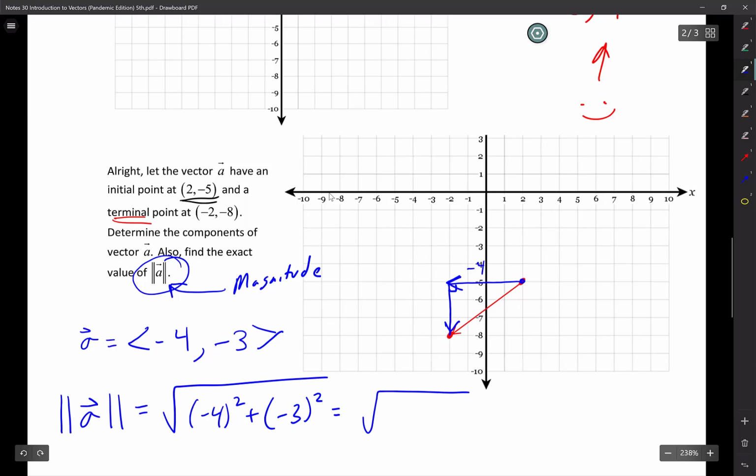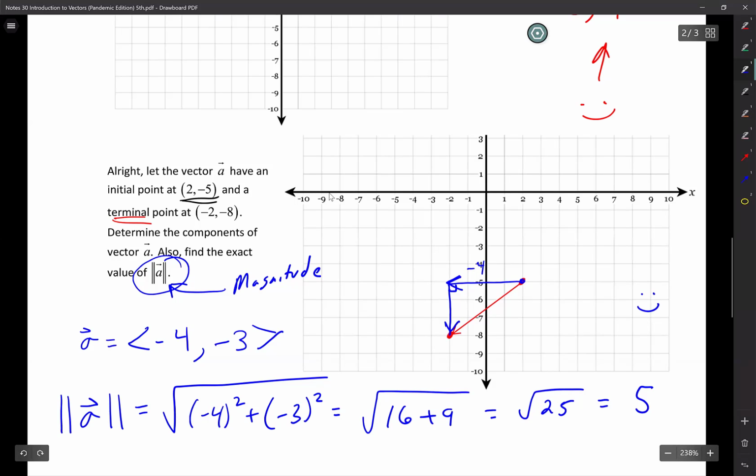So what is that? 16 plus 9. And no, you don't have to do all this work. I know that a lot of you already see it and you're like, oh, that's just a 3, 4, 5 triangle. Yeah, if you see it immediately, you can just write, it's 5. And that's it. It really is that simple, guys. What did you guys think? Not bad, right?